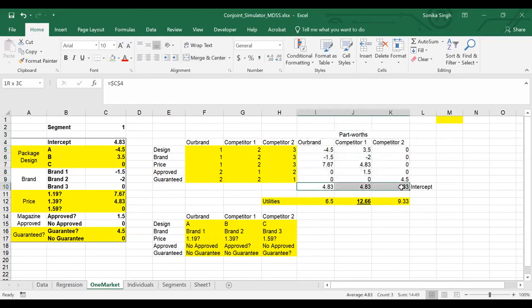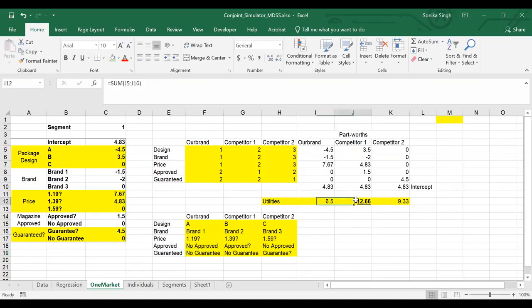These are the values of the intercept for this individual, 4.83, 4.83, 4.83. It does not change. So now, let's say this particular company wants to test their brand versus the competitor brand. Now add all of these part worths, and that will give you the utility for our brand for these design options. That is Design A, brand 1, price of 1.19, which is not approved and there is no guarantee. So that is the utility.